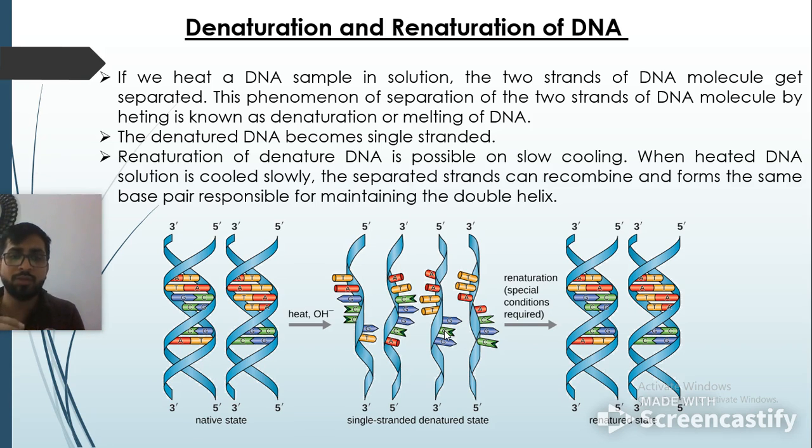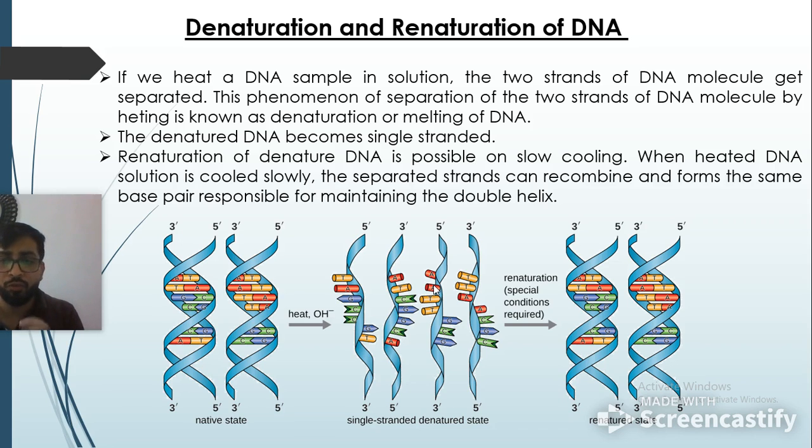So when we heat this DNA molecule in a solution, the bonds between adenine and thymine and cytosine and guanine break down, and this double helical structure opens up into single strands. You can see here is the double helical structure. Now when we heat it, they become single strand structures. This process is known as denaturation or melting of DNA by heating, converting it into two different single strands.